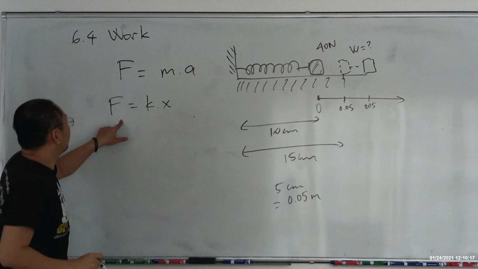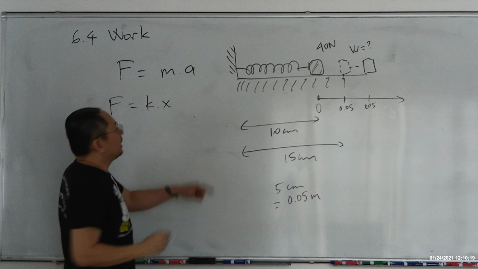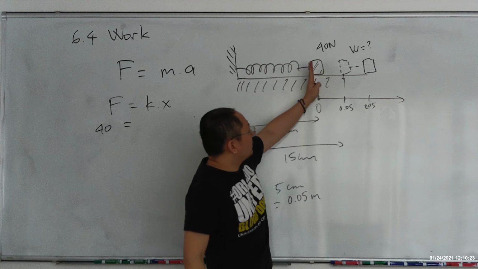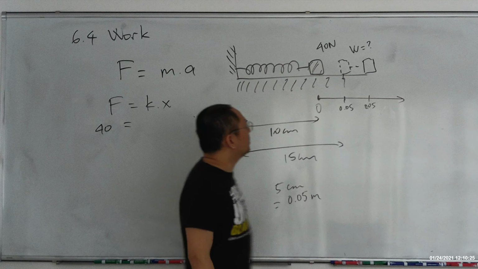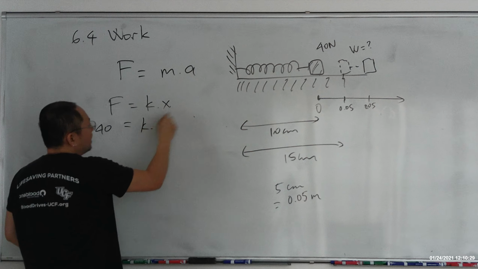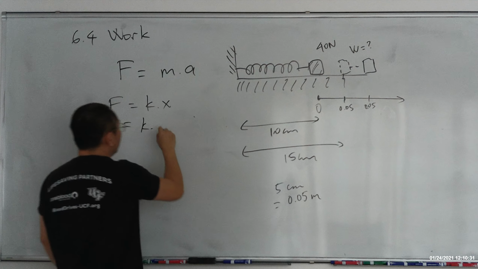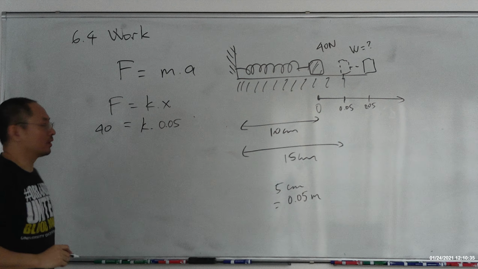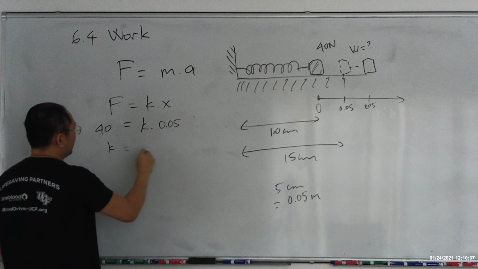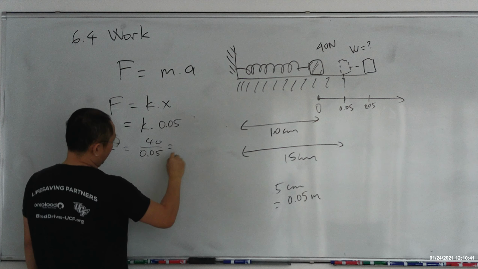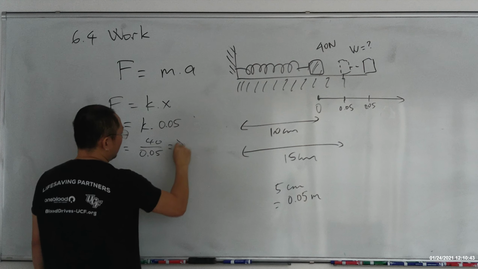And I know that the force I need to move is 40 Newton to move from its resting position, which is 0, all the way to 0.05 meter long. So K is a constant, and the distance that I move is 0.05, I think, right? I have to change the meters, okay? So K is easy to calculate, 40 over 0.05, which is 4,000 over 5, so 800.